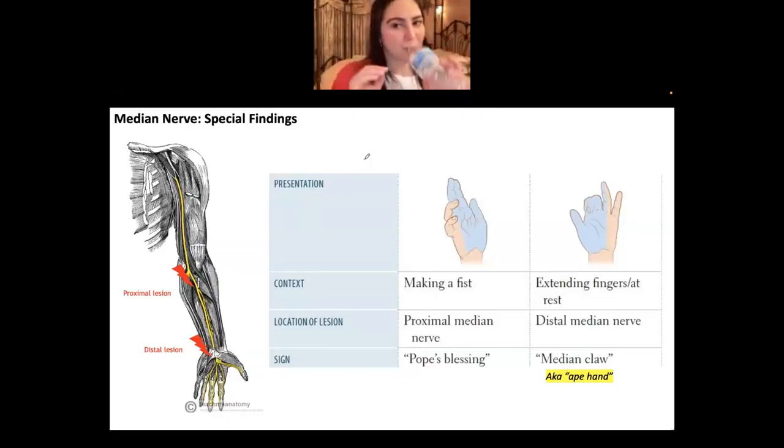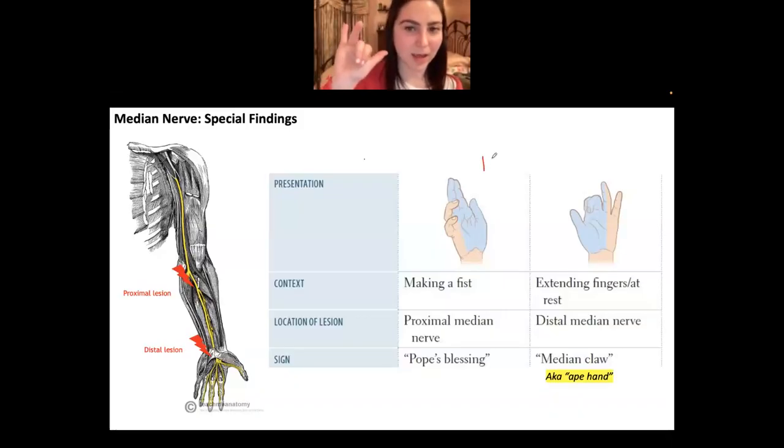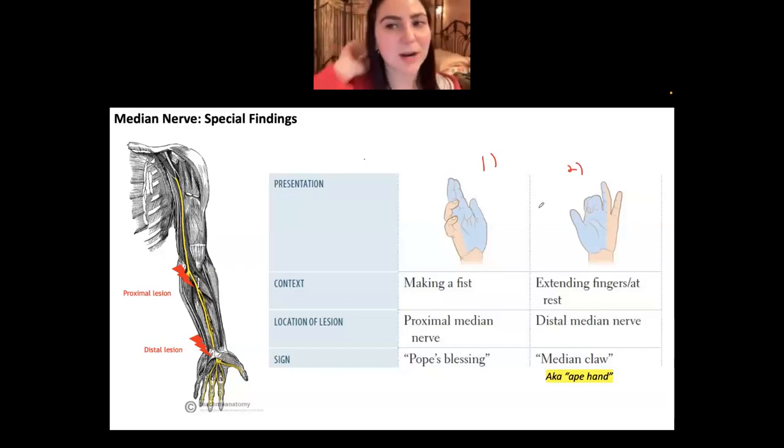So I just want to point out, this is from First Aid. If you look in First Aid, these images are going to be exactly the same for ulnar. So these are the images for median. It looks like a hand like this and a hand like this, okay? So this is the first hand that I did. This is the second hand. So the first hand looks like this. The second hand looks like this. If you look for ulnar, they're the exact same hands. So that's what I think makes this confusing.